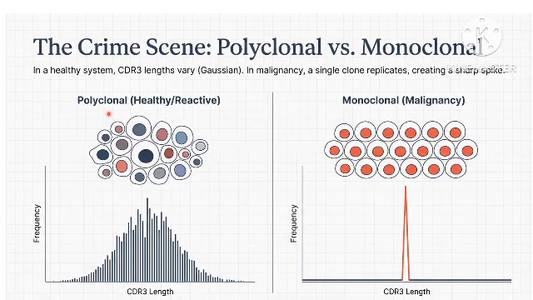So polyclonal population gives you a classical Gaussian distribution on PCR, whereas a single dominant clone as seen in malignancies will give you a sharp spike like this.